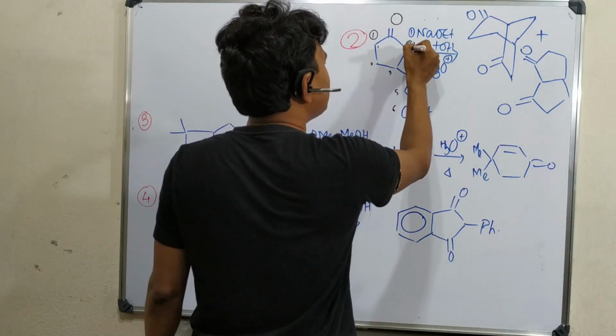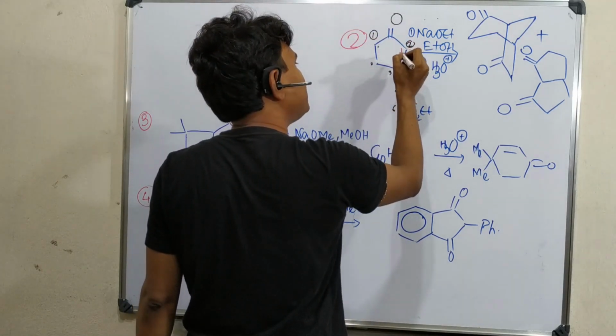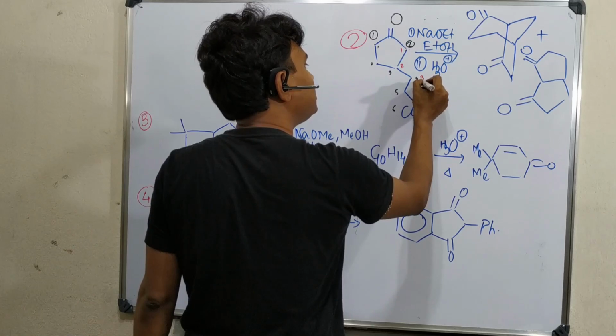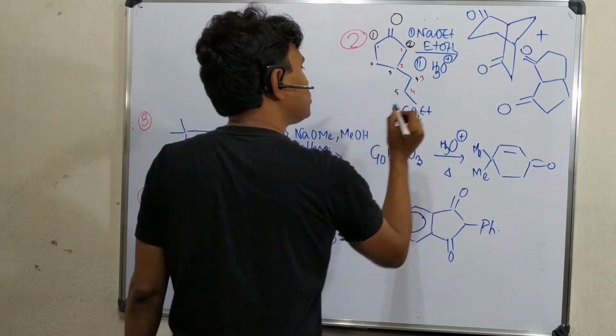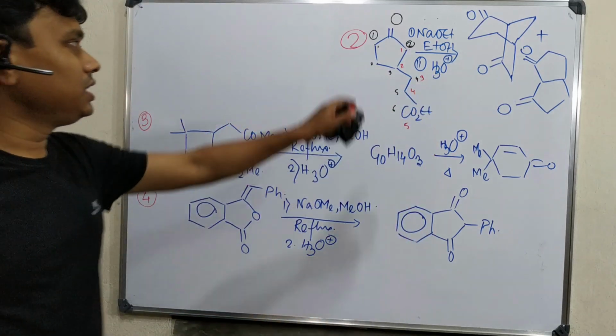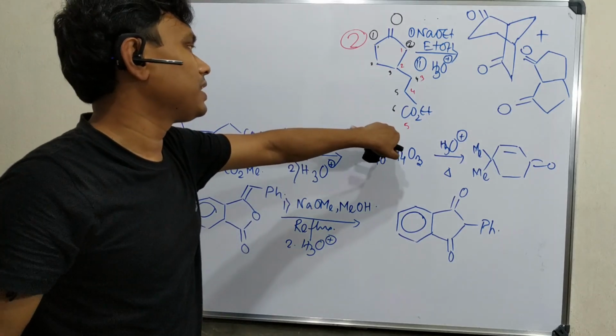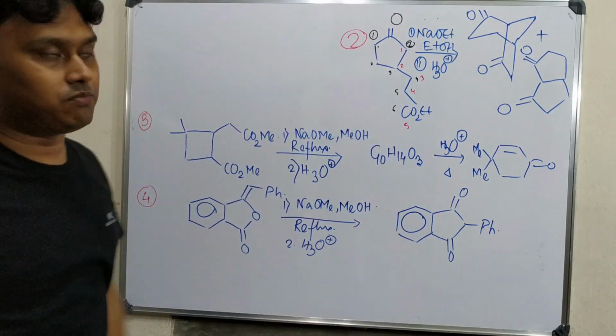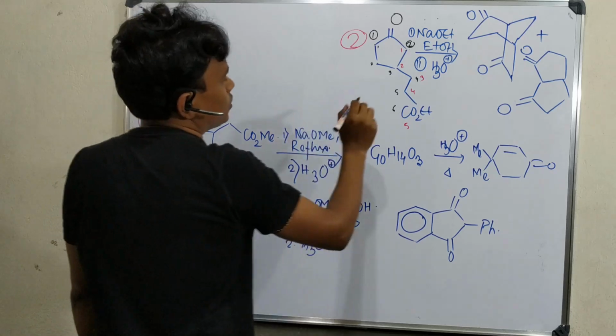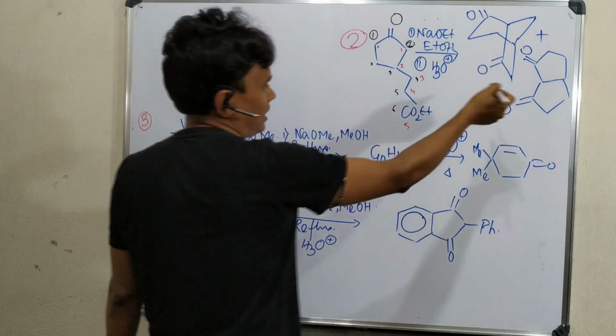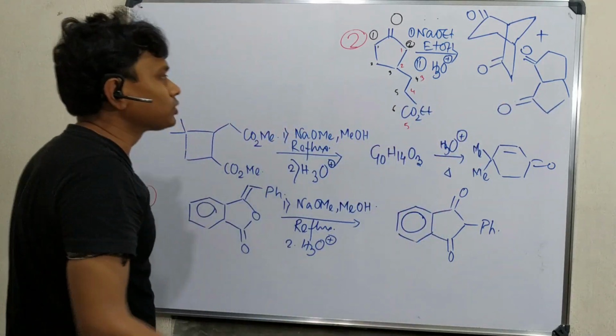Side by side, if attack happens from this side, then how many in the ring? 1, 2, 3, 4, 5. So 2 chances are there. If the reaction happens from this side, it will prepare a 6-member ring. If this side, it will be a 5-member ring. Question: what will be produced? We have given 2 options, and you can see this is possible.